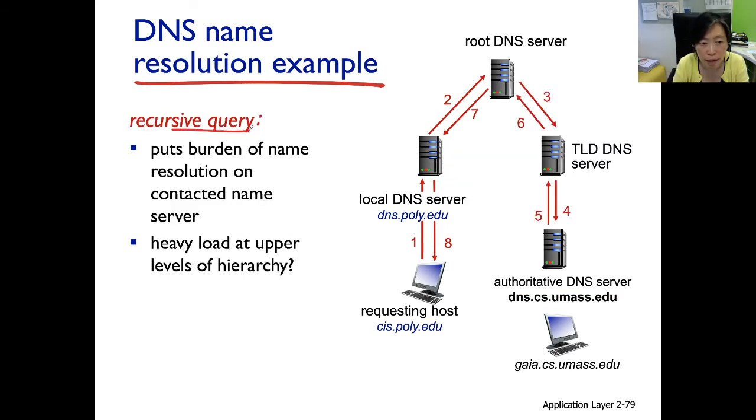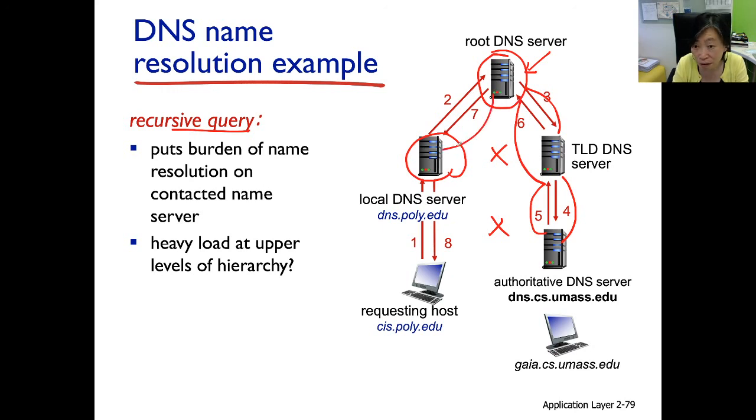Recursive query is the second form of doing the querying. So the local DNS server here will forward only to the root, not contacting the TLD, not contacting the authoritative DNS server. And it will be the root's job to find out what the mapping is. And the root doesn't really know the mapping of Gaia.cs.umass.edu. So it forwards the query to the TLD. The TLD forwards to the authoritative DNS server, and finally the IP address is traversed back. And the root DNS server here sends it back to the local DNS server.